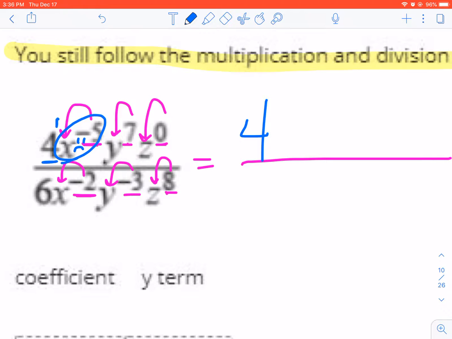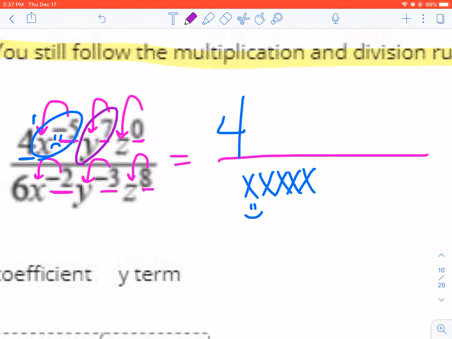And instead of just writing x to the 5th, I'm going to go ahead and expand it. Okay, now notice when I wrote it on the bottom, the negative went away because it's happy now that it's on the bottom. So I'm going to expand it. I'm going to erase that exponent, and I'm going to do the power, the cloning. 2, 3, 4, 5.